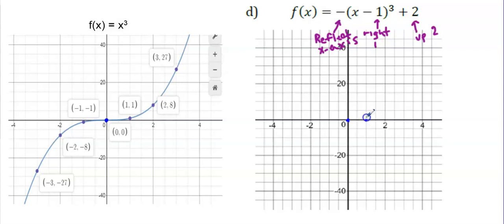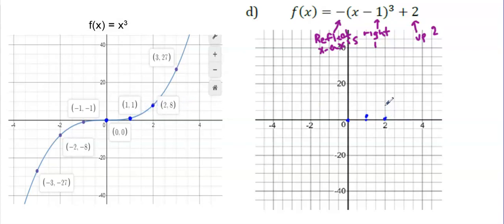And then move up to next point, 1, 1. So starting at 1, 1, I'll move to the right 1, reflect over the x-axis, and then I'll move up 2. All right, next point, I'll do 2, 8.